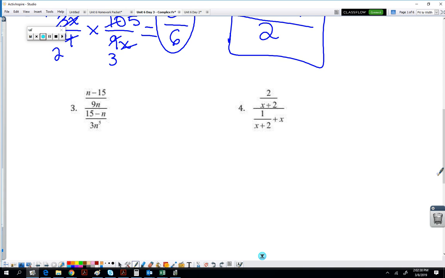Alright, number 3. What I'm going to do is find out my LCD between every single one. So between the 9 and the 3, it's going to be a 9. And now whenever you want to do it with variables, you always take the highest one. So that is my LCD between every single thing. And now you multiply to the top and also to the bottom. So now we can simplify whatever we can by canceling.